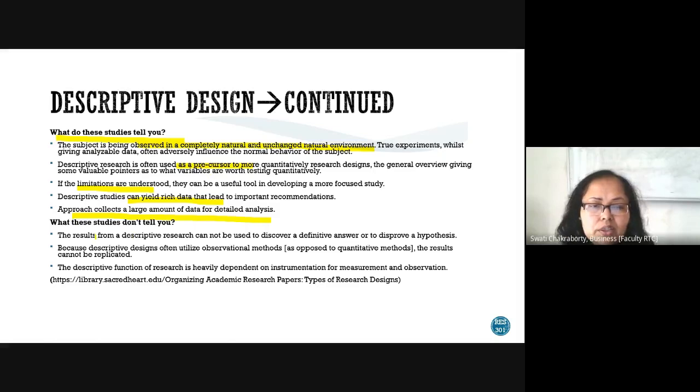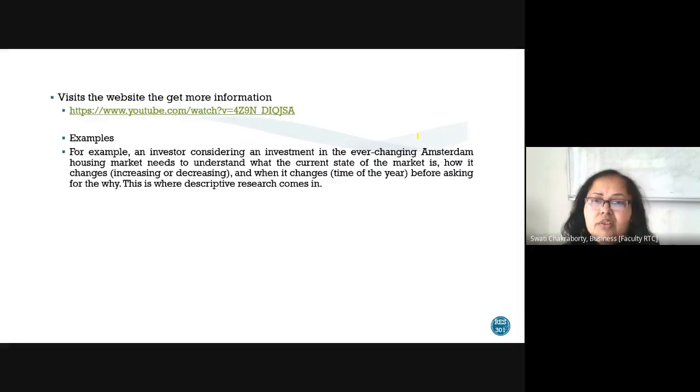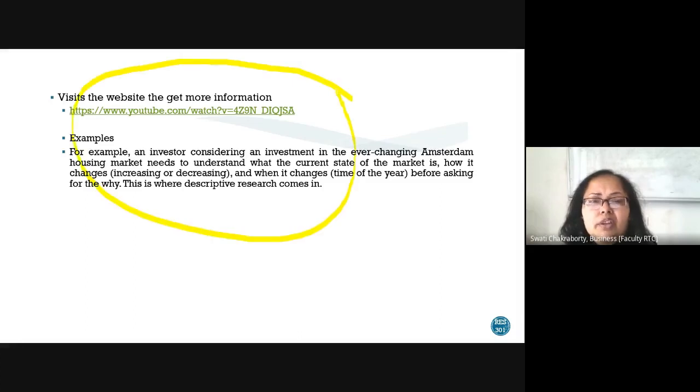What these studies don't tell us: the results cannot be used to discover a definite answer or to disprove a hypothesis. And because these designs often utilize observational methods, the results cannot be replicated, right? So it heavily depends on instrumentation for measurement and observation. So this is the information that you have. If you see this website, you get more information.